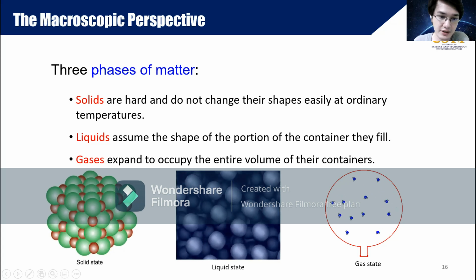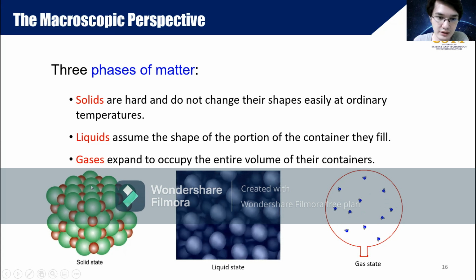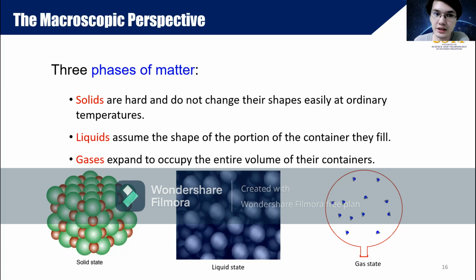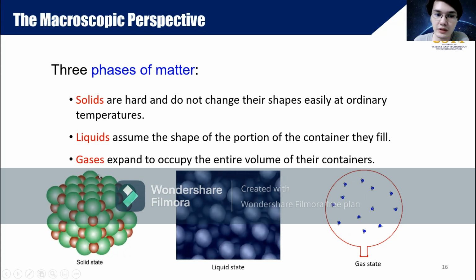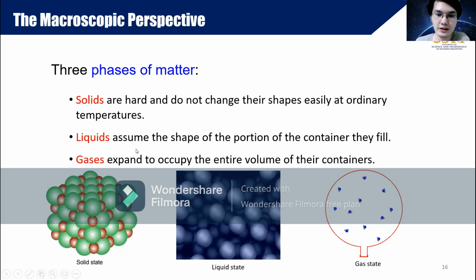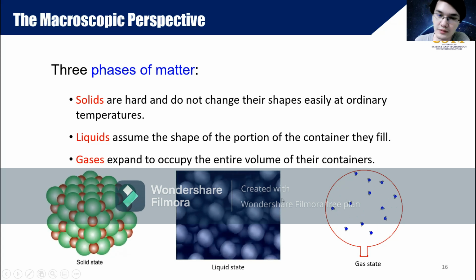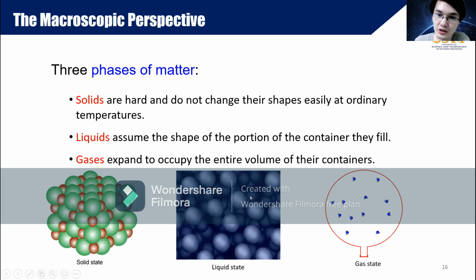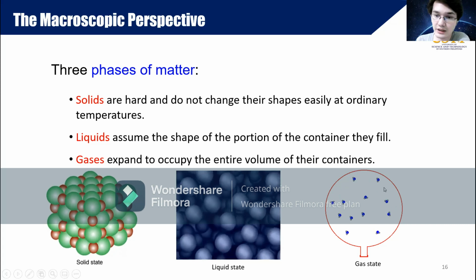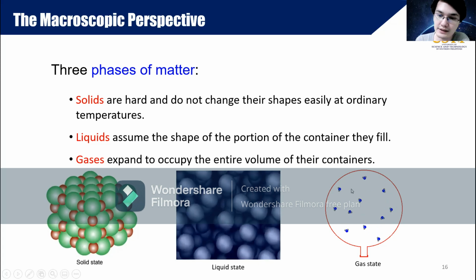So as you can see, in the solid state, the atoms vibrate and are closely packed. So it takes up a shape. And by the way, atoms always vibrate. Then in the liquid state, it assumes the shape of the portion of the container it fills. The gases, they expand to occupy a space.